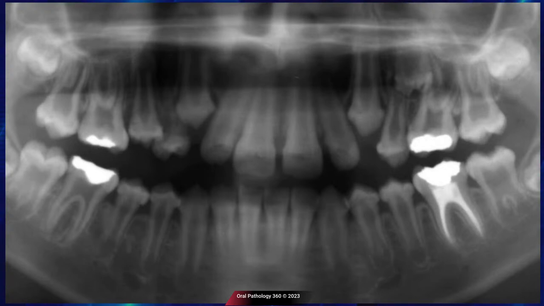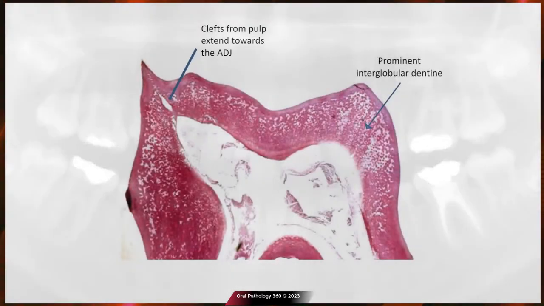This is another example here. And you can see that this is also associated with marked taurodontism, that there is a very large increase in the size of the pulp chamber. And if you have a look at the pulp horns, they look as if they're really long and they're extending up towards the amelodentinal junction. And that is the key feature that you may be able to see to some extent in this case in radiology, but you will see it if you have a look at the teeth in histology.